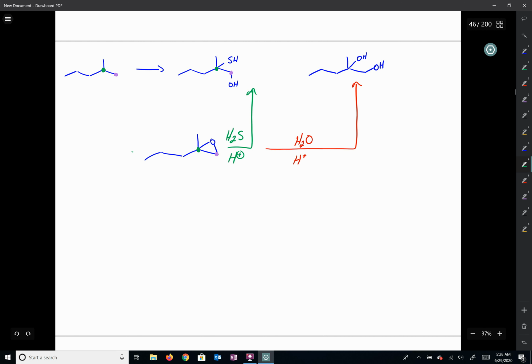I'm highly recommending that you guys go through and draw the mechanism for this. All right. So good, we got that. Now we've got to generate an epoxide. So question, can we directly generate an epoxide from that alkane? And the answer is no, right? An alkane doesn't have any functional groups on it.